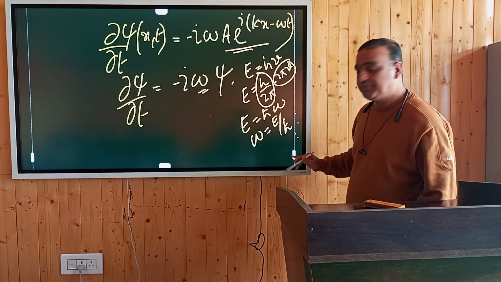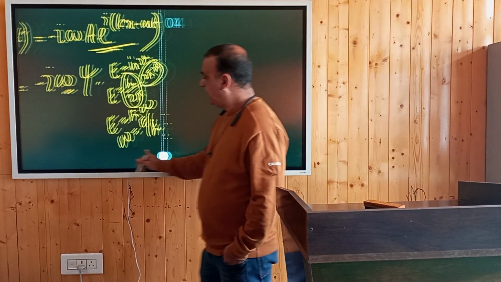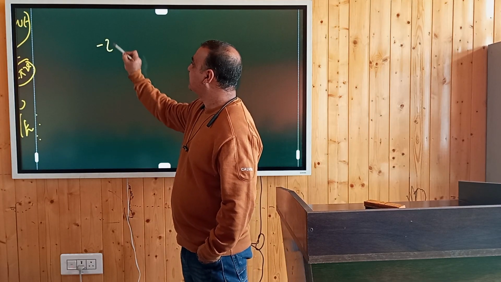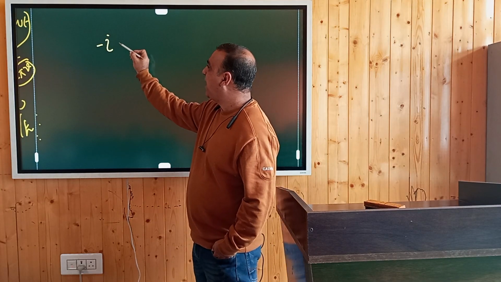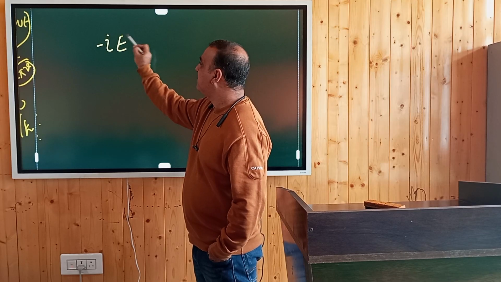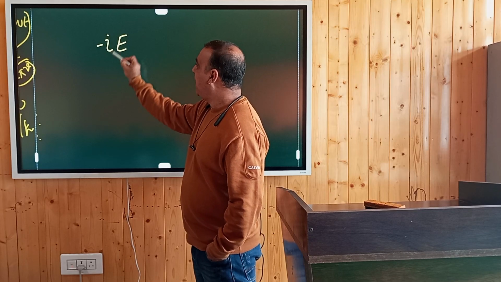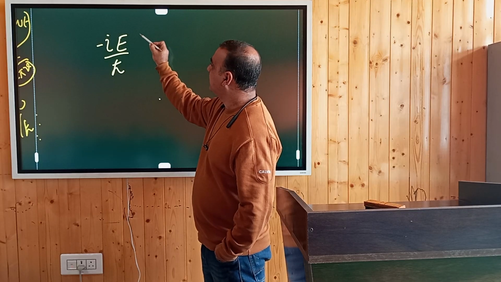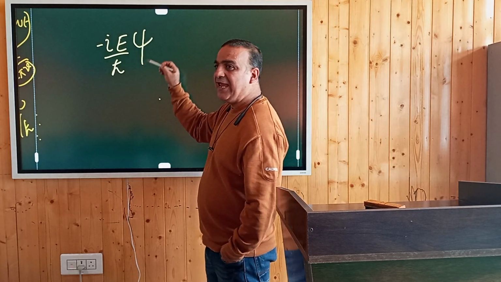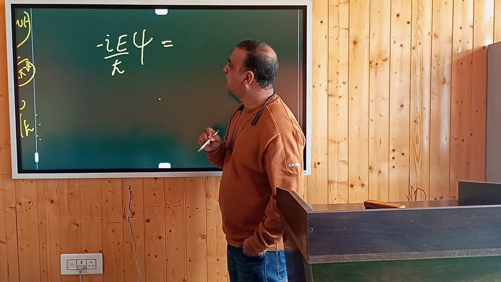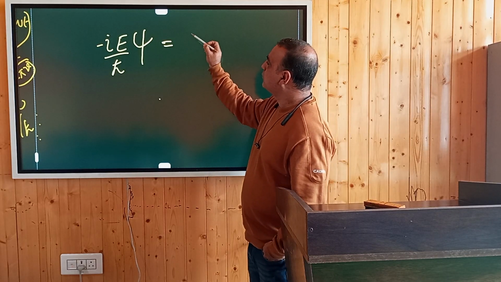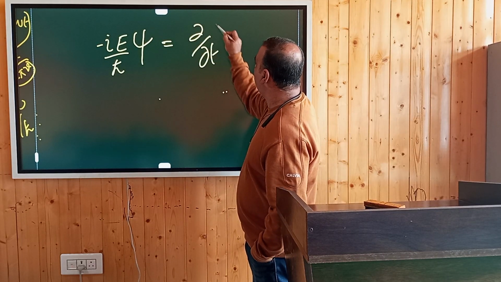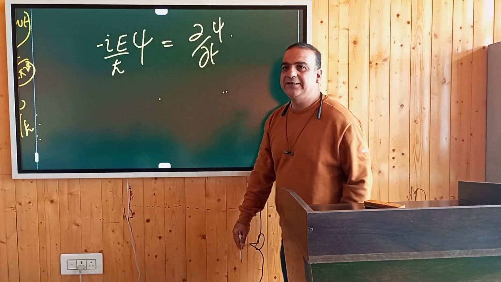Can we proceed? Okay. So now, what do we have? We have minus, instead of omega, I will write E by h bar, and then you have psi here, and this will be equal to dou by dou t of psi, isn't it?